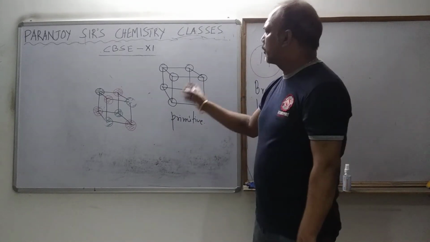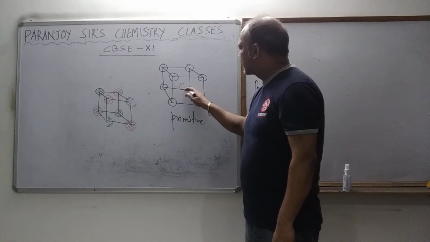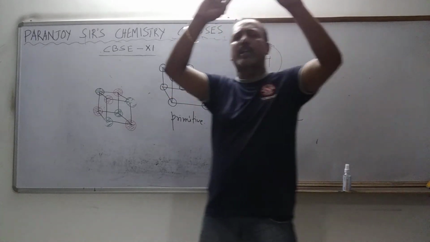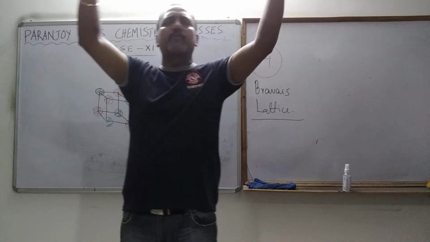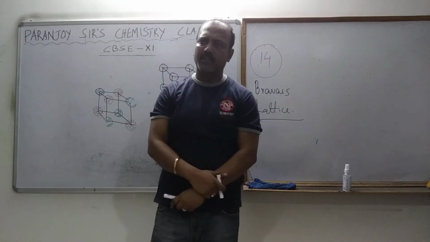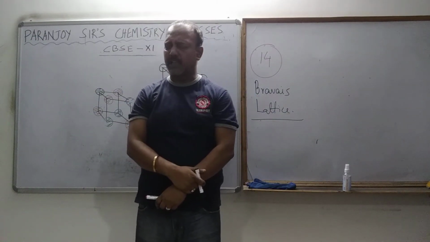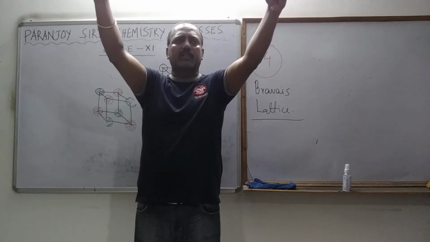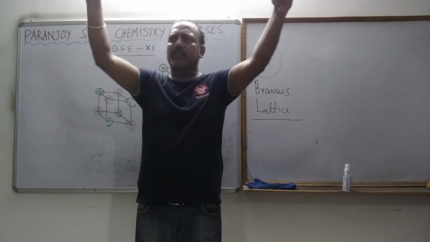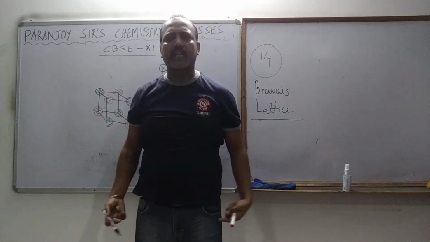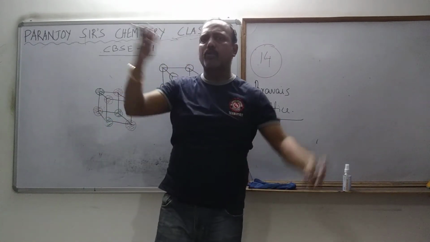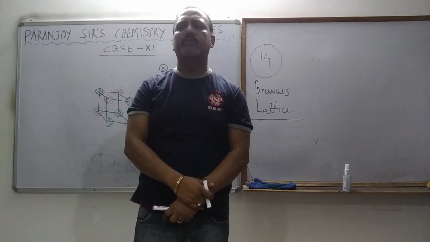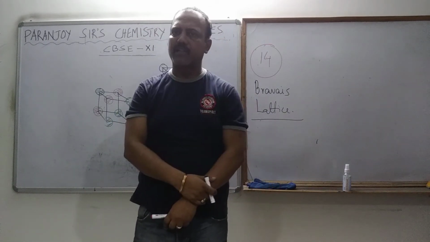Primitive unit cell means the lattice points are present only at the corners of the unit cell. In whichever room you are sitting, just think of that as a unit cell. In the 8 corners, how many corners are there? 8 corners: 1 2 3 4 5 6 7 8. In the 8 corners there are 8 balls. Then that unit cell is called primitive unit cell.